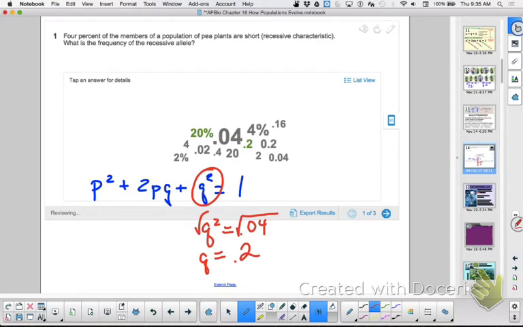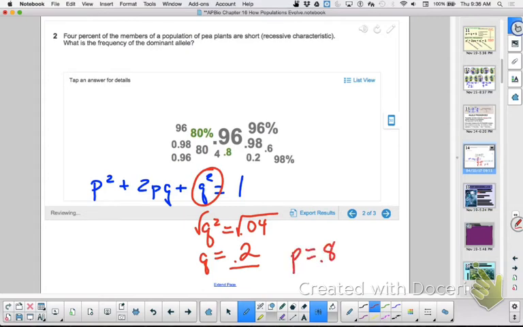All right, let's look at the next question. 4% of the members of the population of pea plants are short, recessive characteristics. That has not changed. What is the frequency of the dominant allele? Well, if the recessive allele, this makes sense, right? If Q is 0.2, then P has to be what? 0.8. And you guys right here, you two, you get it right too.